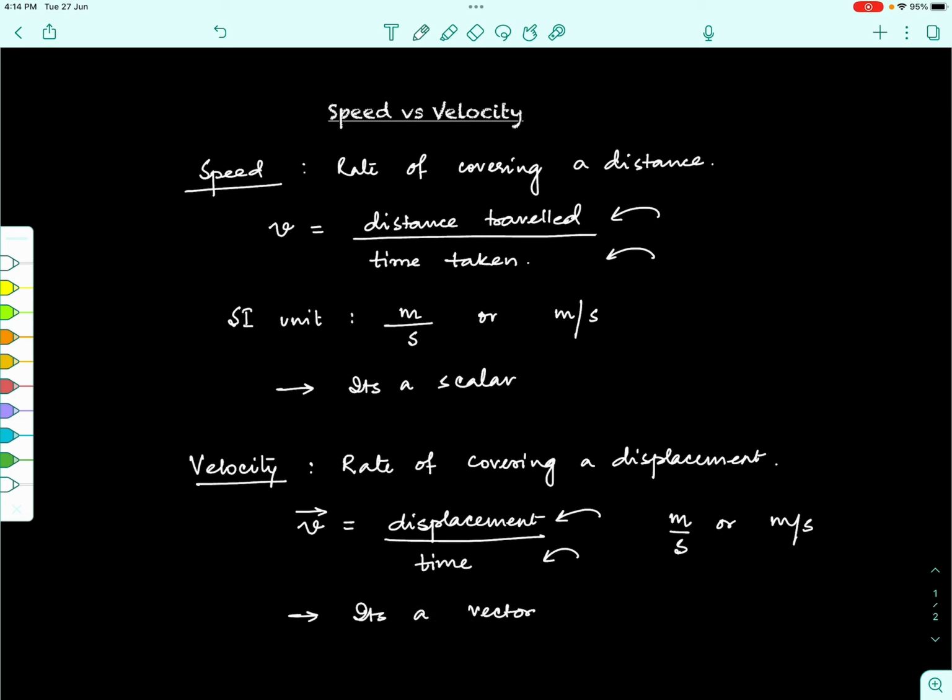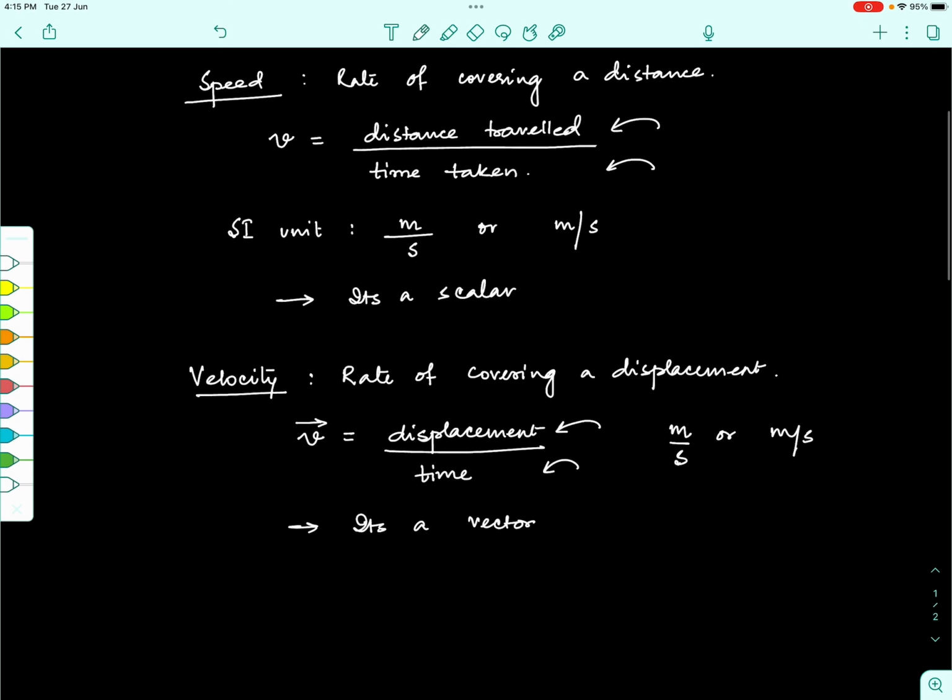I hope you understand that the direction of velocity, as we define it mathematically, vector v is equal to vector s divided by t, the direction of the velocity vector would be the same as the direction of the displacement vector. Both the vectors will have the same direction. So for a given motion, the velocity and the displacement in that time would be in the same direction.